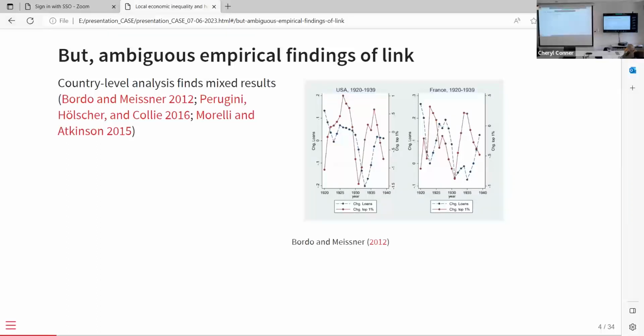There's one figure here from the paper by Bordeaux, which finds no relationship between lending and changes in inequality. The figure just shows us, for two countries, the USA and France, from 1920 to 1939, a quite messy relationship. Sometimes the change in loans and change in inequality might coincide, but in other circumstances, like for France in the later part of this period, those two diverge. So their evidence is contrary to this theory about the link.